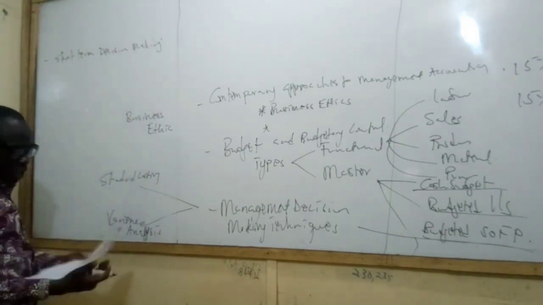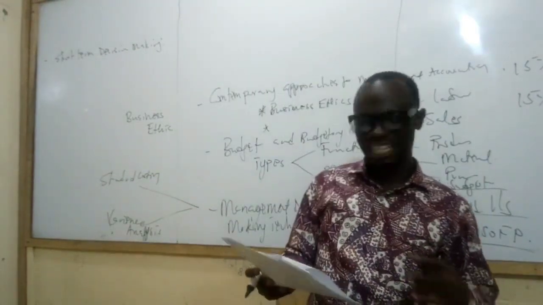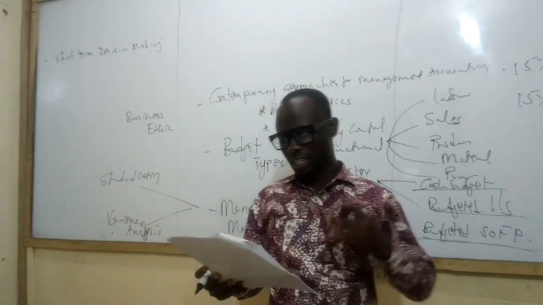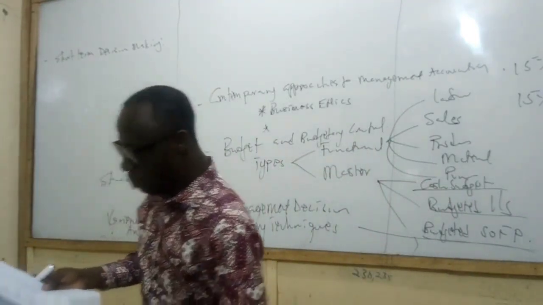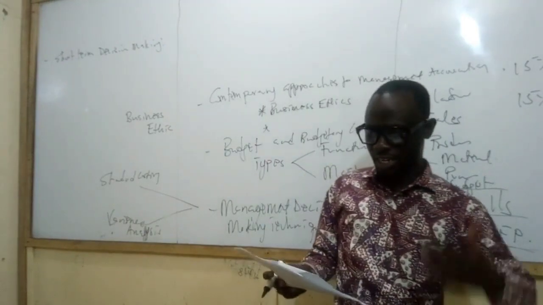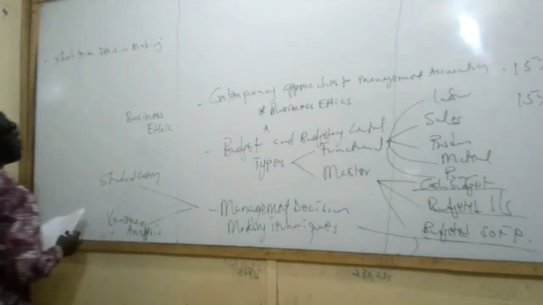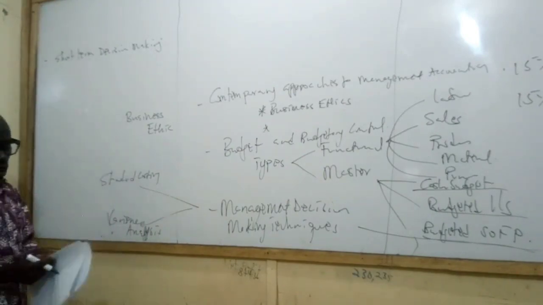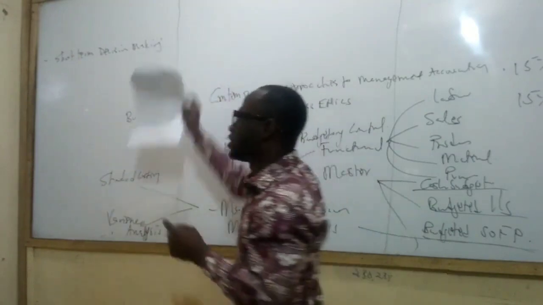So for short-term decision-making, among other things, this is where we look at limiting factor analysis, relevant costing analysis, make or buy decision, then outsourcing decision. Certainly some issues about break-even analysis will also be discussed at this place. So we'll be discussing some issues about break-even.